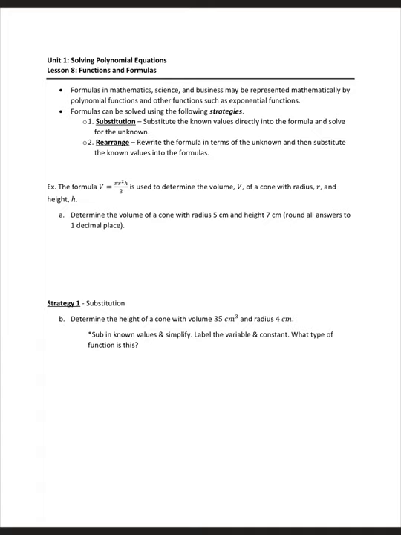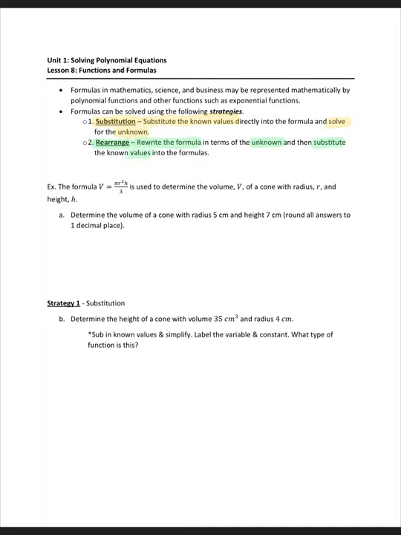So today we're going to talk about strategies for how we solve these formulas. The first strategy we could use is substitution. With substitution, what we're going to do is substitute the known values directly into the formula and then solve for the unknown. Our other option would be to rearrange. When we rearrange a formula, we first rewrite the formula in terms of the unknown, so we isolate for whatever the unknown is and then substitute in the values.